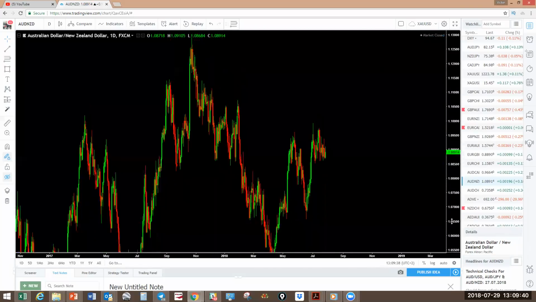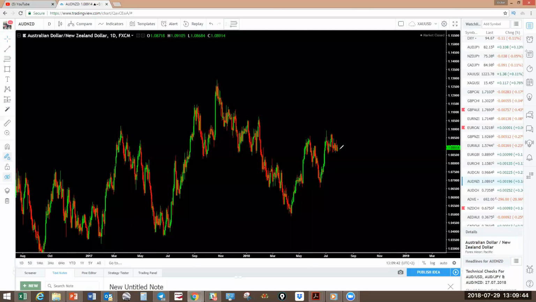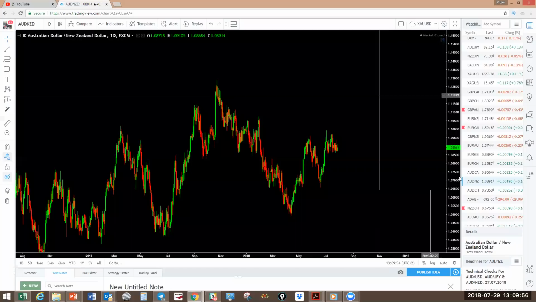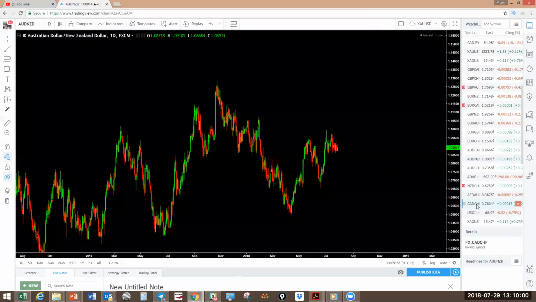Okay, so that is what it looks like. It still looks like a continuation to the upside. It is not done yet. Could even make a case for a V pattern. This one could still push a little bit higher before we come down. Okay, so that's AUD. Now let's look at CADCHF.